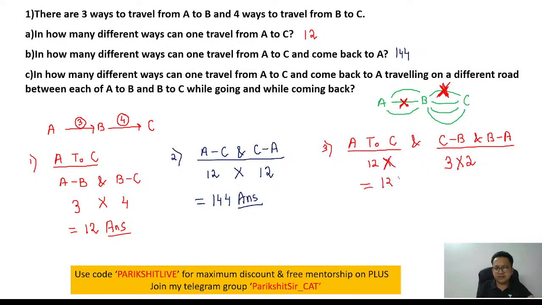So let's write it nicely. 12 into 3 into 2 is 72, and that's your answer. Are we clear on this? Clear? Very, very important funda.